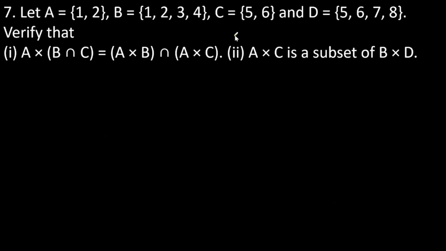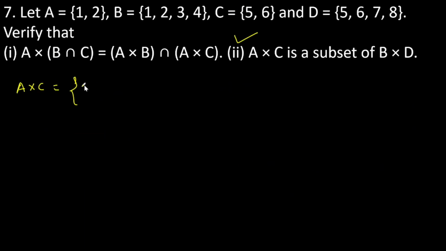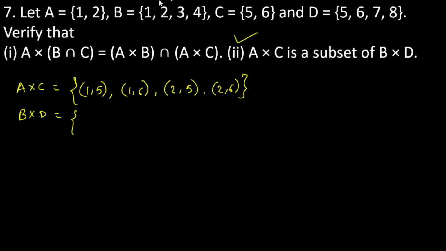Next, so we'll do the second one. So A cross C equals to what are the elements of A cross C? In the previous slide we have done A cross C: 1, 5, 1, 6, 2, 5. So we write 1, 5, 1, 6, 2, 5 and 2, 6. Okay. Now find out B cross D. B cross D, so Cartesian product of B and D.